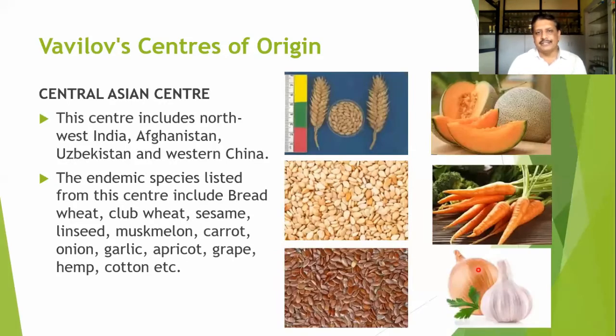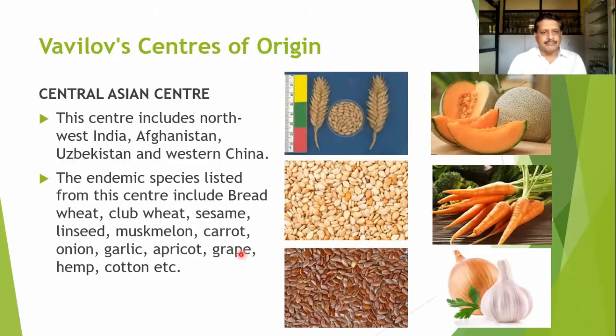The Central Asian center. This includes northwest India, Afghanistan, Uzbekistan, and the western China region of the world. Particularly in this location, we find some endemic species, which include bread wheat, a common wheat. Here you can observe the bread wheat. Then club wheat. See the awns of that; it has quite compact awns. Then sesame, तीळ as we call it.